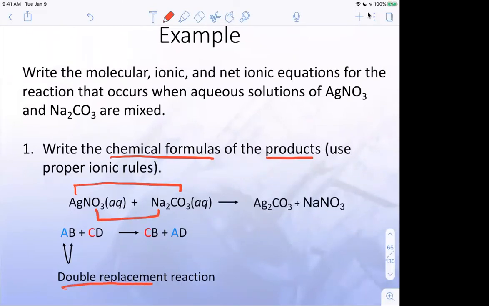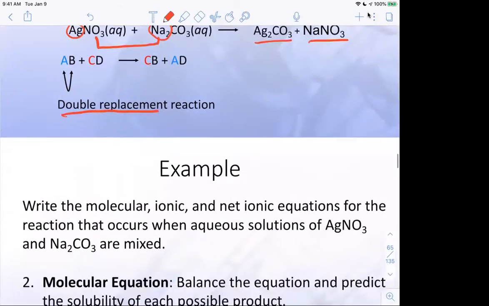This is a double displacement reaction, so A and C switch. A are those 2, is the cation here. C is the cation there. They're going to switch, and I'm going to recombine. So what I get then, since silver is always +1 and carbonate is -2, I have to write this as Ag2CO3. And then remember, I have sodium plus and NO3 minus. So these are the two potential products that I would get when I recombine these ions.